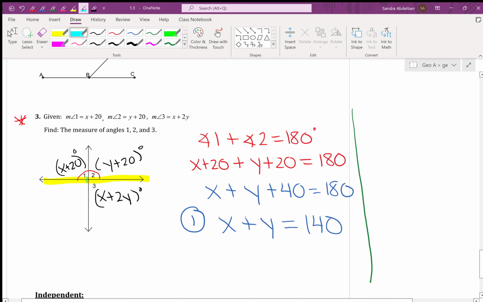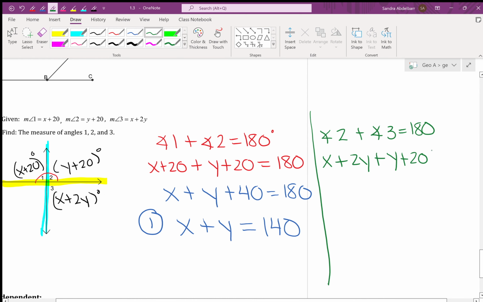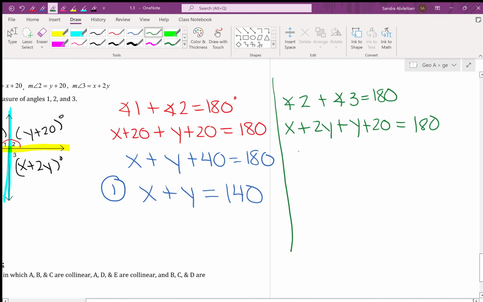Look at this, angle 2 and 3. Do we see that? These two angles together make a straight angle, that blue straight angle. So our second equation is going to be based on angle 2 plus angle 3 equals 180. So we are x plus 2y plus y plus 20 equals 180. Combine our like terms. We are x plus 3y plus 20 equals 180.